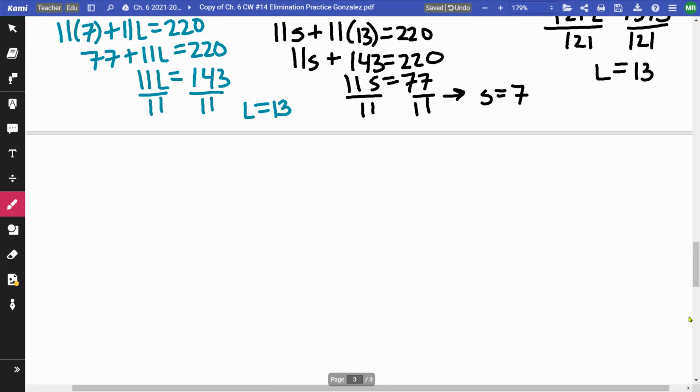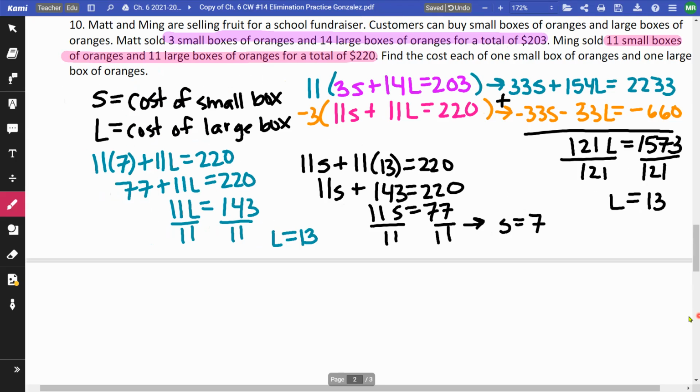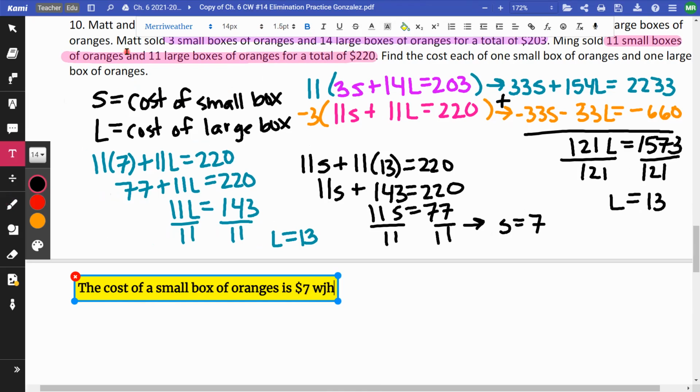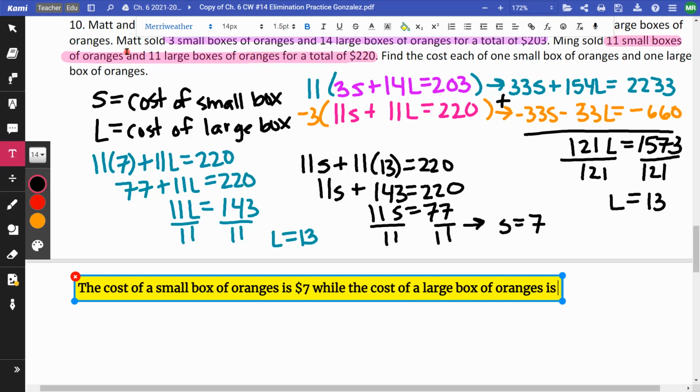So when we were doing this, we were trying to find the cost of one small and one large box of oranges. So the cost of a small box of oranges is $7, while the cost of a large box of oranges is $13.